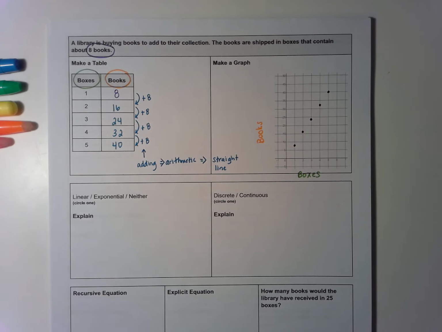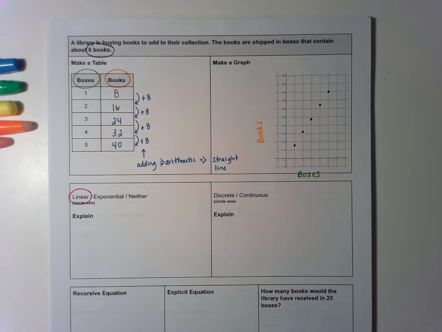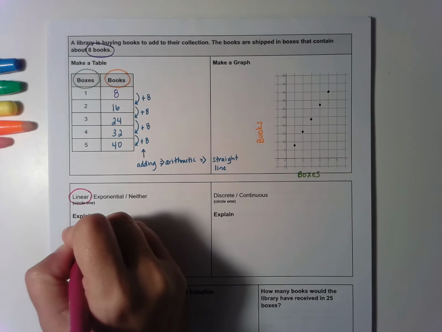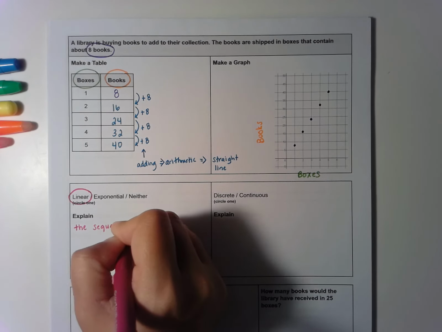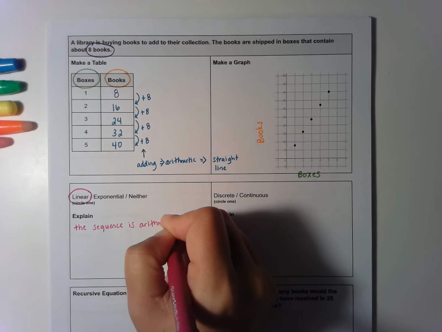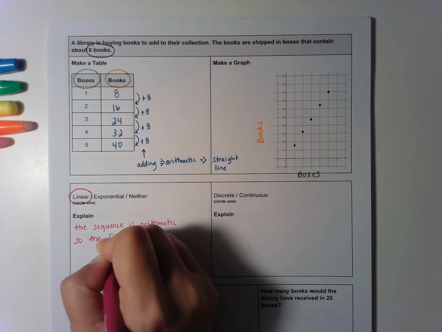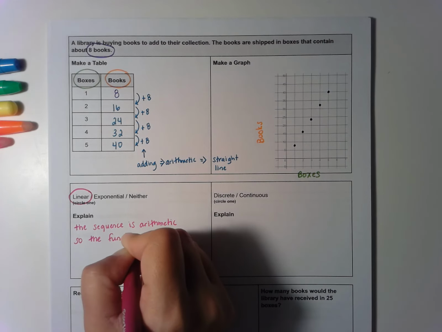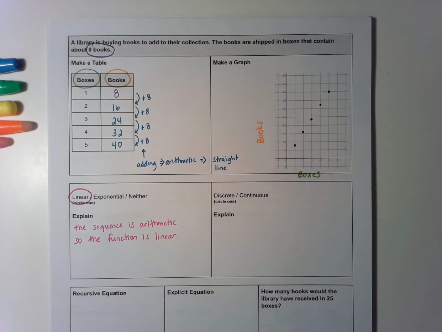Now, we said in our previous video that whenever we have an arithmetic sequence, we're going to call that a linear function. So here I would say that this function is linear, and my explanation is because the sequence is arithmetic. So the function is linear. So anytime you have an arithmetic sequence, it's going to be a linear function.